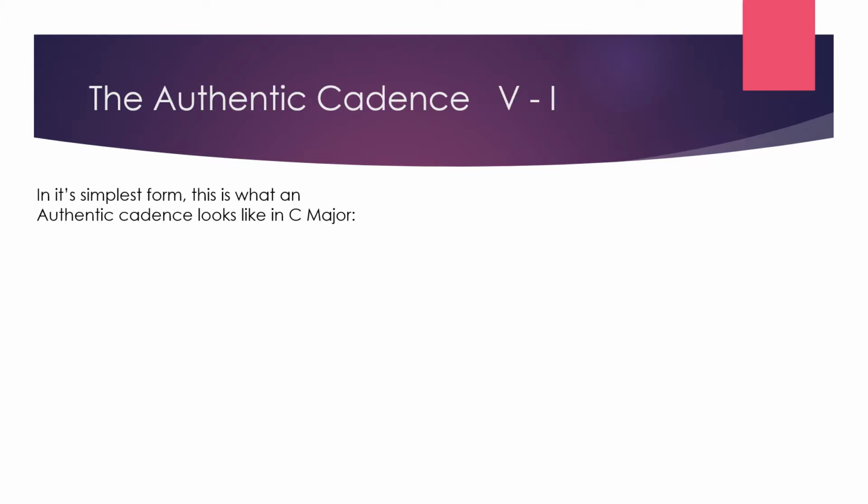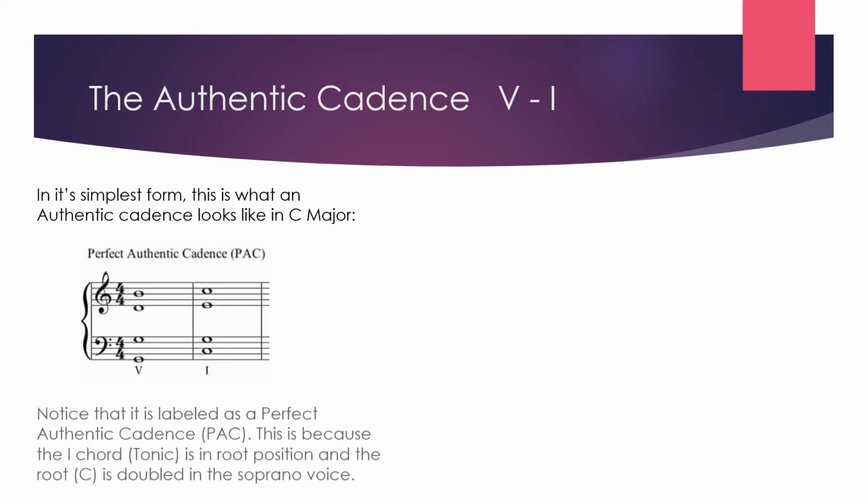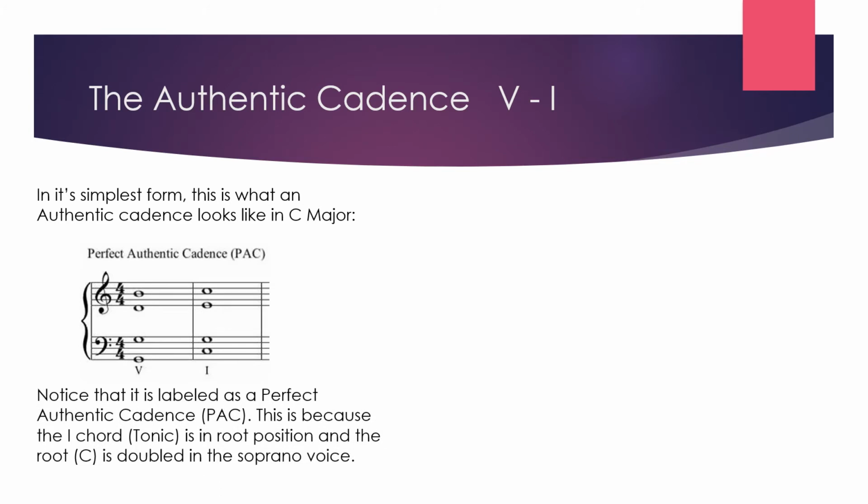In its simplest form, this is what an authentic cadence looks like in C major. Notice that it is labeled as a perfect authentic cadence, PAC. This is because the 1 chord, or tonic, is in root position, and the root, C, is doubled in the soprano voice.